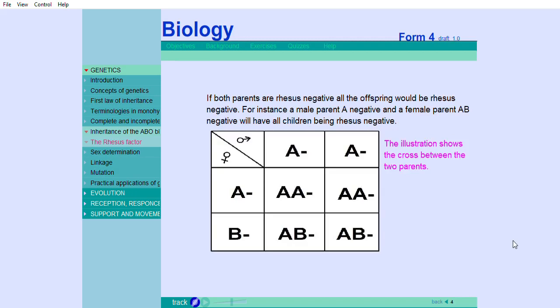If both parents are rhesus negative, all the offspring would be rhesus negative. For instance, a male parent A negative and a female parent AB negative will have all children being rhesus negative. The illustration shows the cross between the two parents.